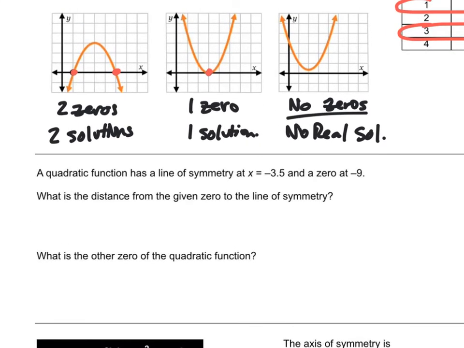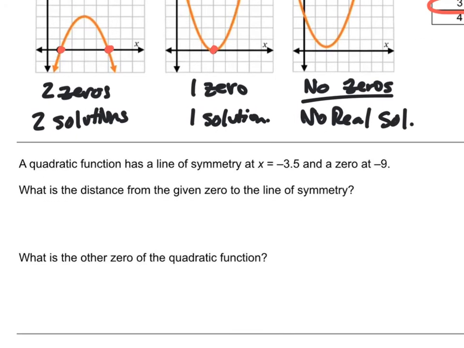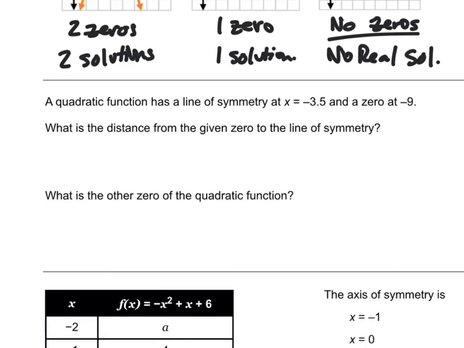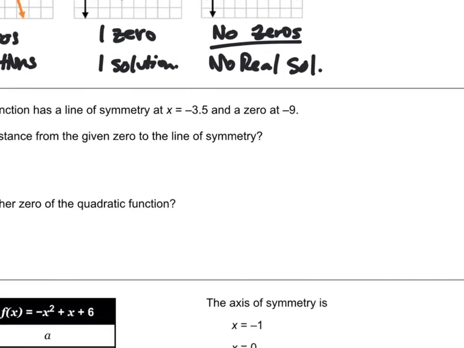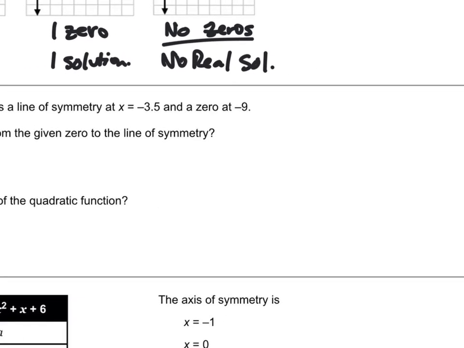Okay, on this next one, it says a quadratic function has a line of symmetry at x equals negative 3.5 and a 0 at negative 9. And it says, what is the distance from the given 0 to the line of symmetry? So remember with symmetry, it's equidistant from one side to the other. All right, and let's just draw a quick little graph here to kind of see what we need to do.